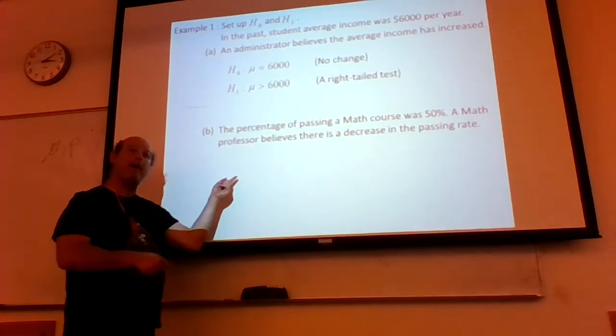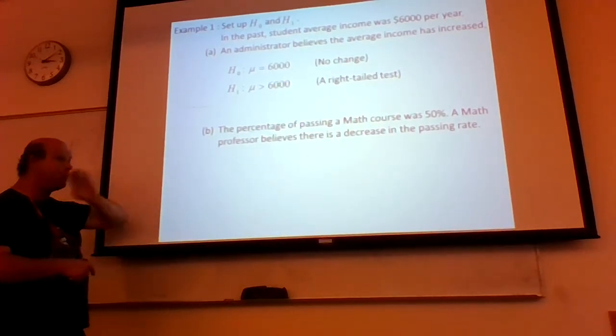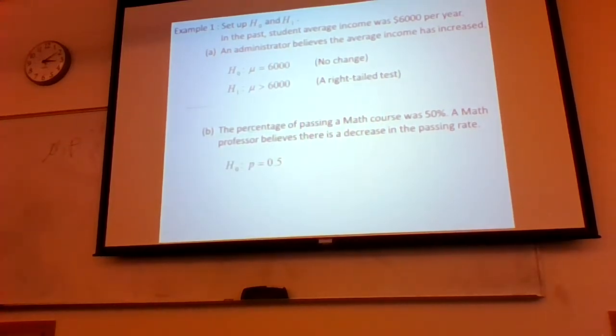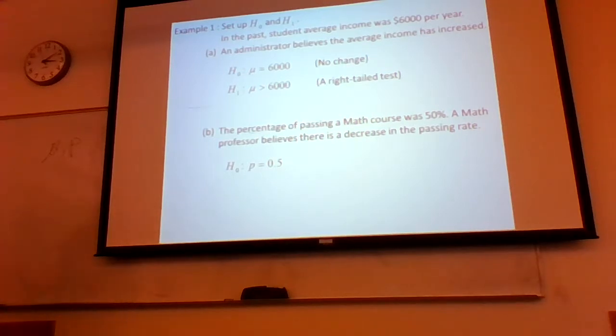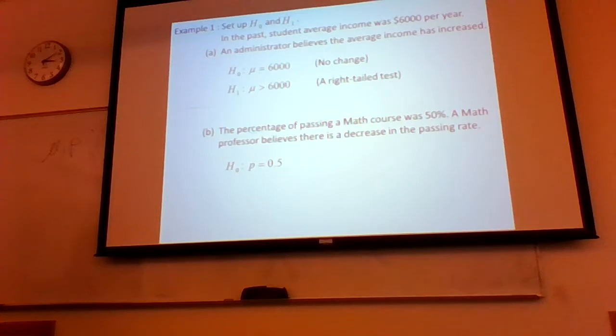So your null hypothesis is always the parameter equals a number, whatever that would be. In this case, 50% or 0.5. The percentage of passing a math course is 50%? Yes. Where did you get 0.5? You change that to a decimal. Oh, I see.